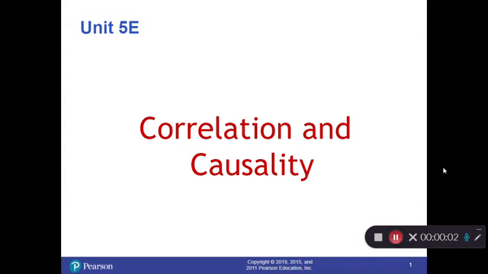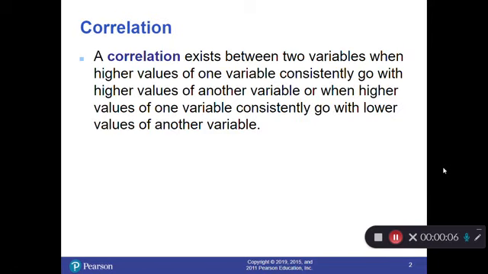In this video, we're going to be talking about correlation and causality. A correlation really only exists between two variables when higher values of one variable consistently go with higher values of another, or when higher values of one variable consistently go with lower values of another variable.